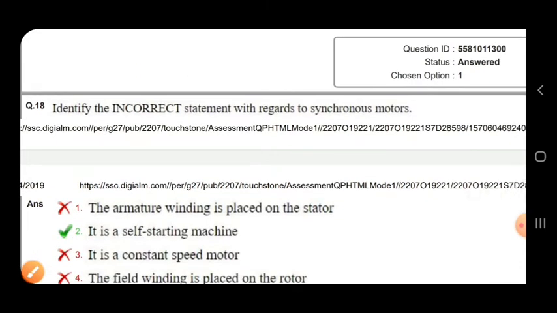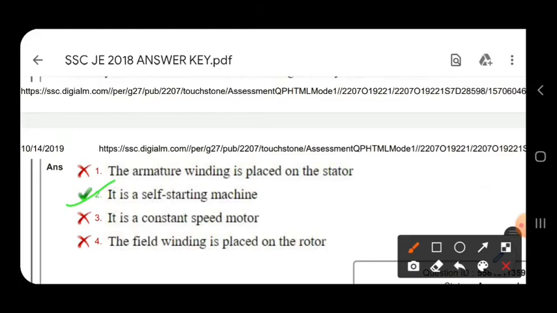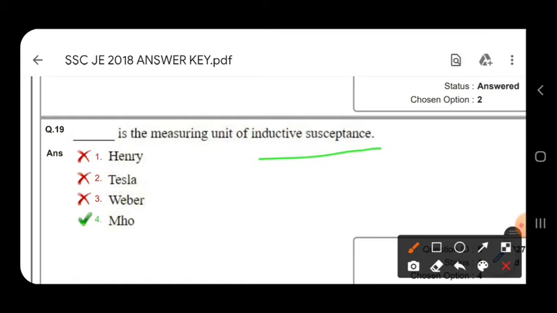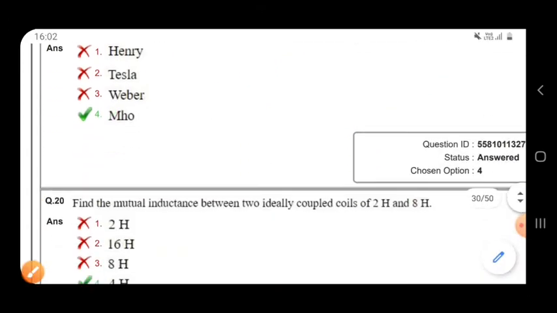Identify the incorrect statement with regards to a synchronous motor. Friends, in question number 18, a synchronous motor is not self-starting, but here it is given that a synchronous motor is self-starting. So this is the answer. This is the measuring unit of inductive susceptance. All of you know that X is reactance, which equals 1 upon B, the susceptance. The unit of reactance X is ohm and the unit of susceptance is mho. So option number 4 is correct.